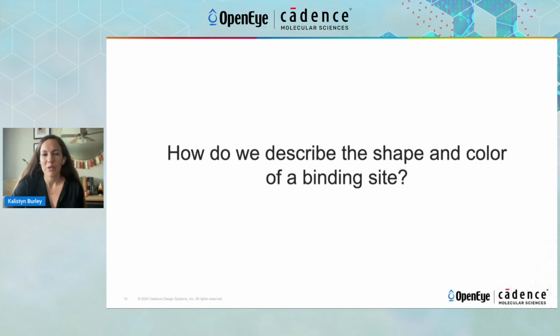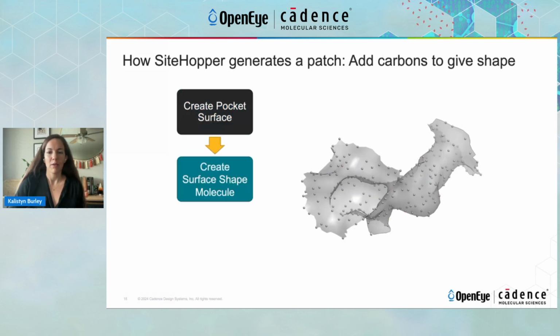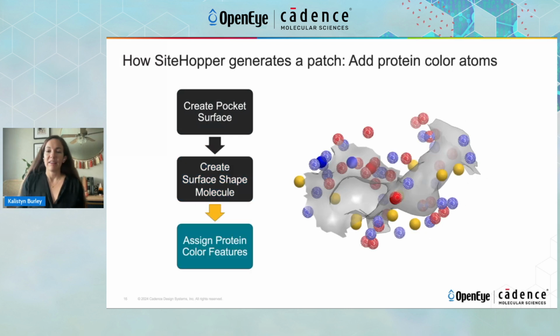The first thing we do is create a pocket surface around the ligand. We collect residues within 4 angstroms of our binding pocket ligand and generate a surface. To make the surface, we actually place atoms across the surface of the molecule to make that shape. Then, using residue atoms within 4 angstroms of that surface, we define color atoms to describe the different features of the residues in that area. And then we retain the features that are within 1 angstrom of the surface.